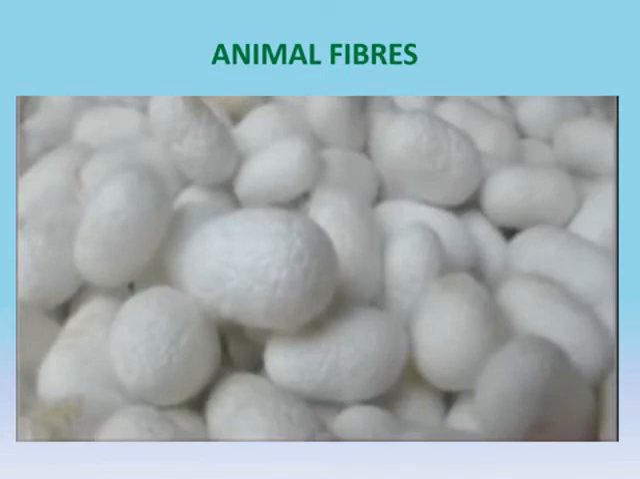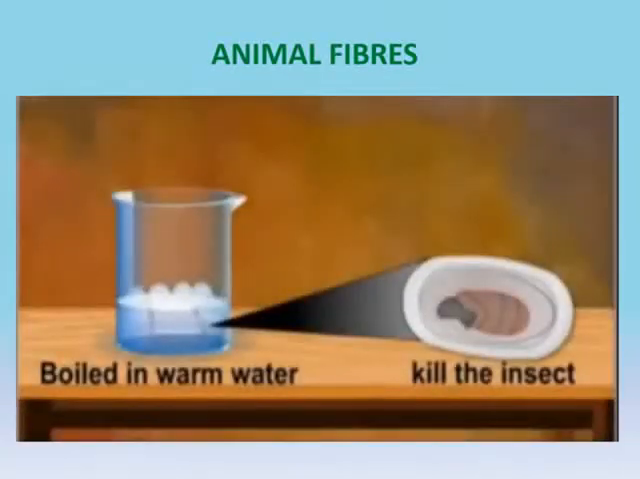The cocoons are collected, and to get silk thread, the foremost step is to kill the insect inside the cocoon. The worms are thrown in hot water to get the silk thread. The process is known as reeling or filature.